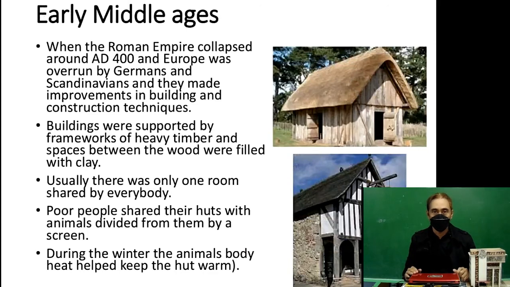In the early Middle Ages, when the Roman Empire collapsed around AD 400 and Europe was overrun by Germans and Scandinavians, they made improvements in building and construction. Buildings were supported by frameworks of heavy timber, and spaces between the wood were filled with clay. Usually, there was only one room shared by everybody. Poor people shared their huts with animals, divided from them by a screen. During the winter, the animals' body heat helped keep the hut warm.